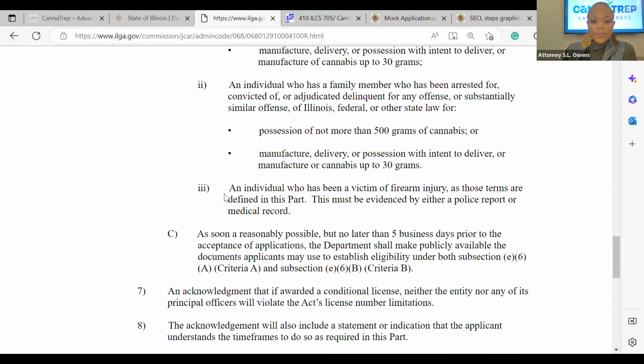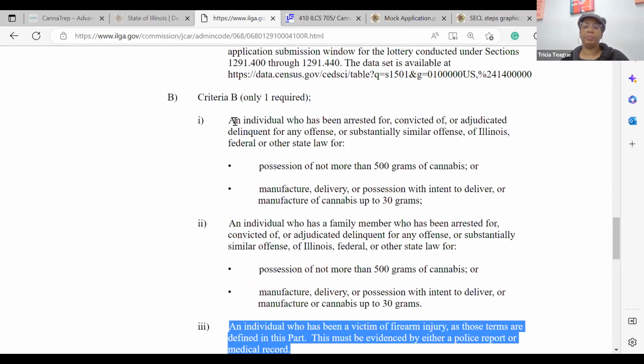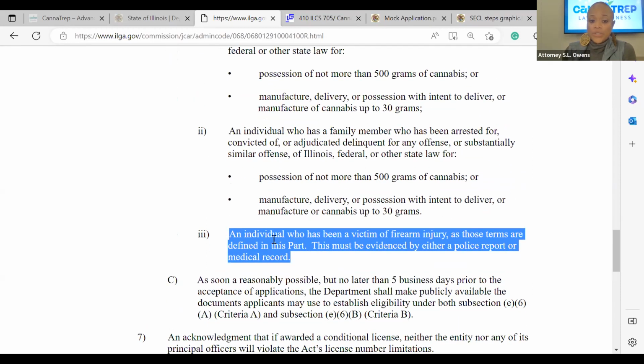Number 3, an individual who has been a victim of firearm, as those terms are defined in this part. This must be evidenced by either a police report or medical record. So right now, that appears to be a no, because it doesn't say a family member on here like it does under some of these other criteria Bs, where it says an individual who has a family member who has been, whereas we don't see that same language here.